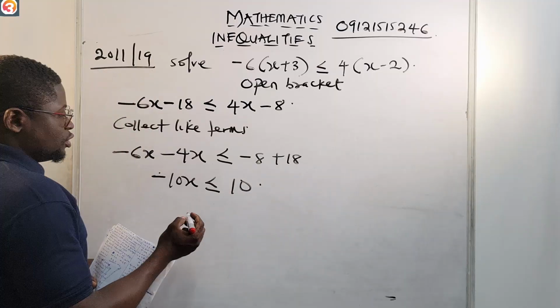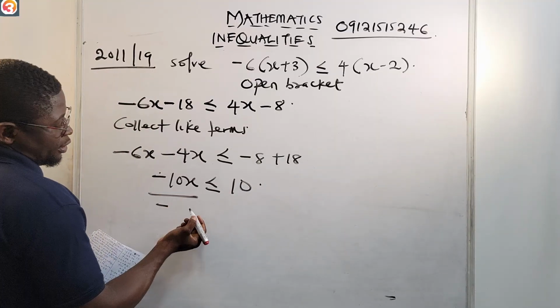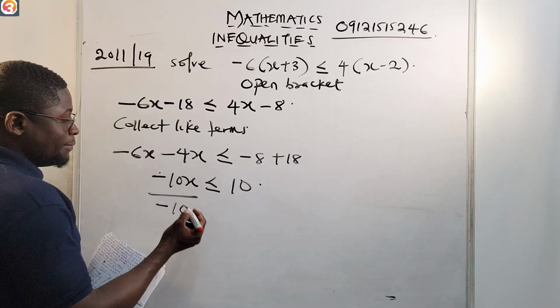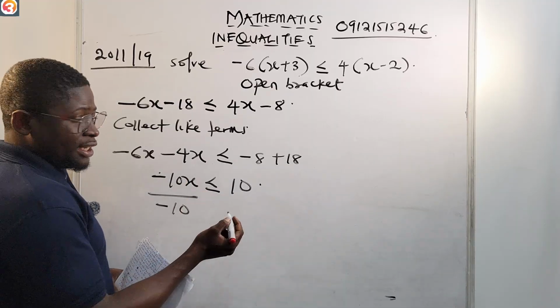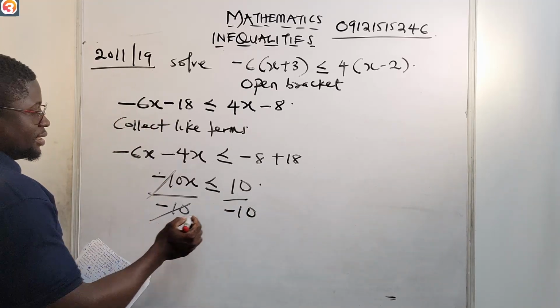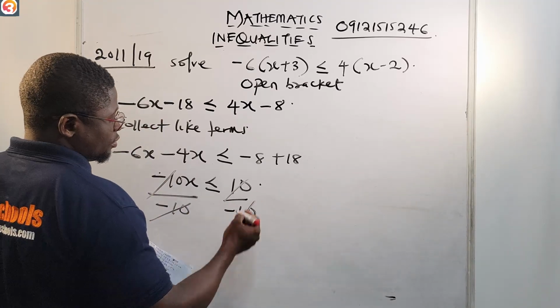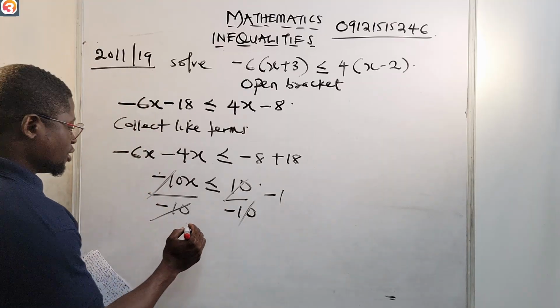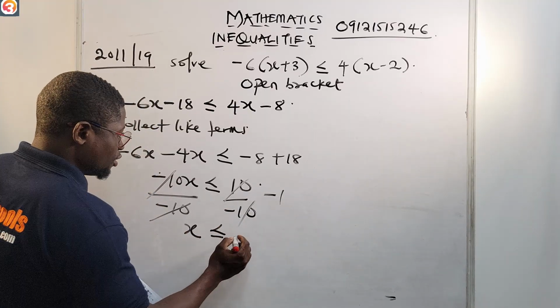10. All right. So divide both sides by what? You're having minus 10 here. So divide both sides by minus 10. If I divide by a negative number, the sign of the inequality will change. Minus 10 will cancel minus 10, leaving x. 10 over 10 is 1, but there's a minus here, so it becomes minus 1. So you can say x is less than or equal to what now?